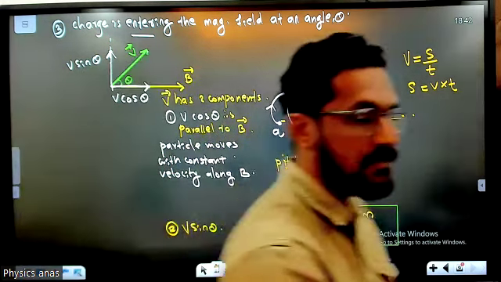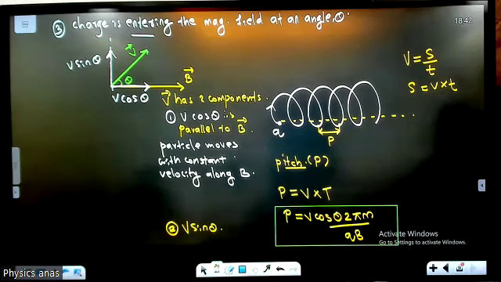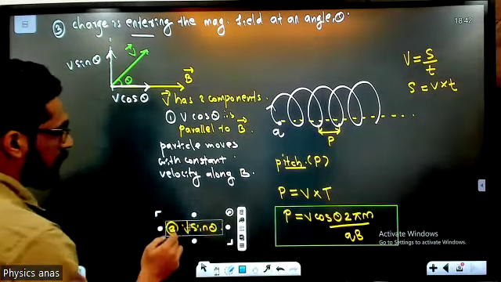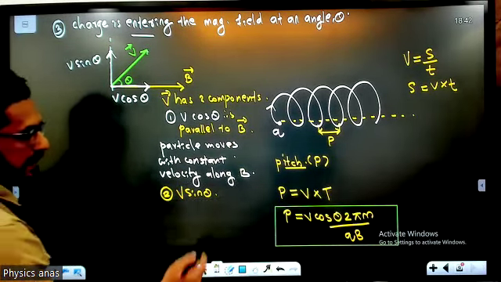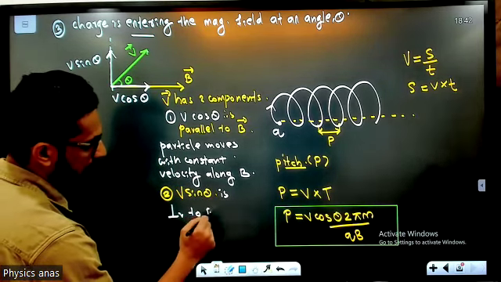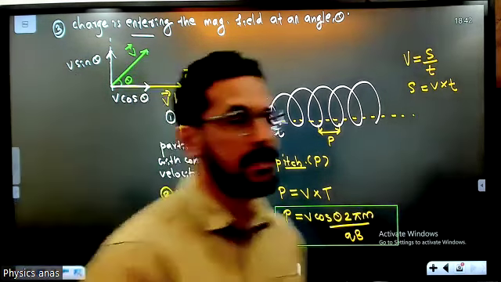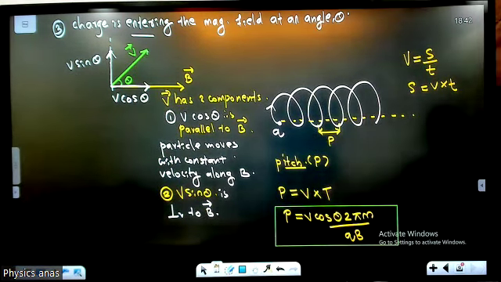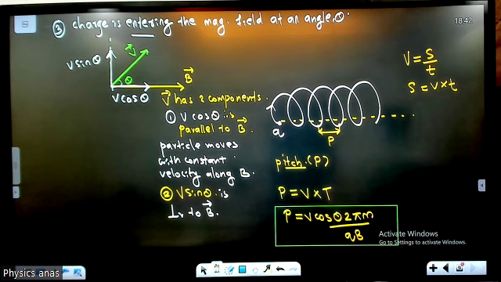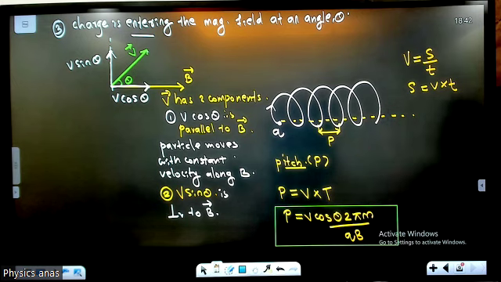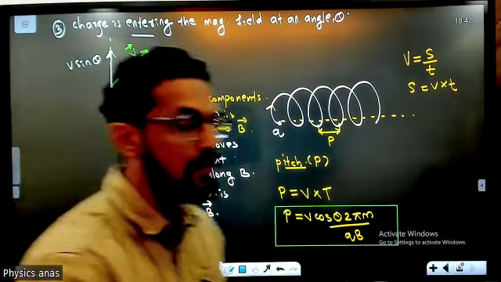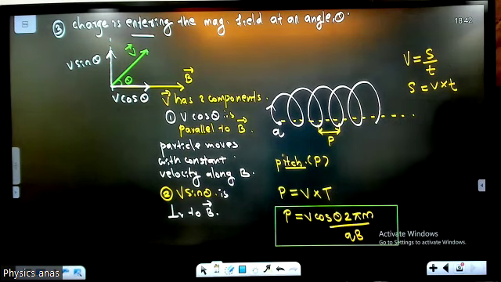The second one, V sin theta is perpendicular to P. You can write below that: particle moves in a circular path. Second case, particle moves in a circular path.